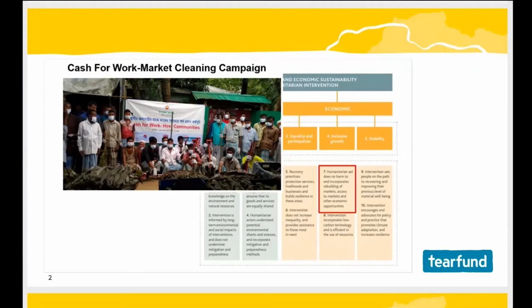And what kind of work do we select? We select work that is environmental protection related, especially river embankment, road construction, tree plantation, market cleaning, and drainage cleaning. All of those activities can help the environment. So all of our cash for work is environmental protection related, which already covers principle number 7, that humanitarian aid does not do any harm, and incorporates rebuilding of markets, access to markets, and other economic approaches. Next slide.